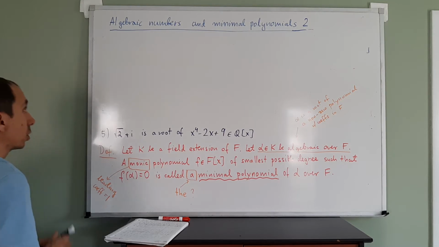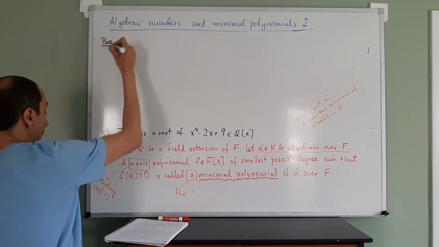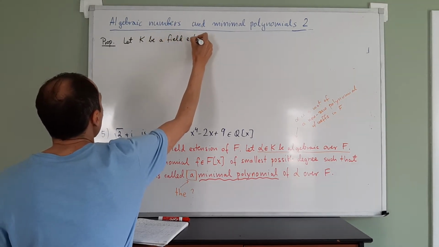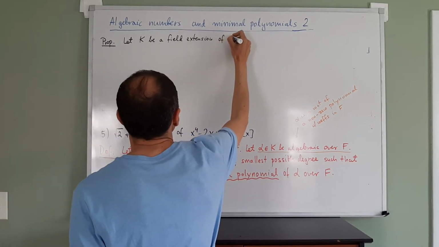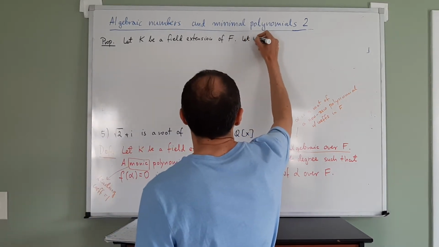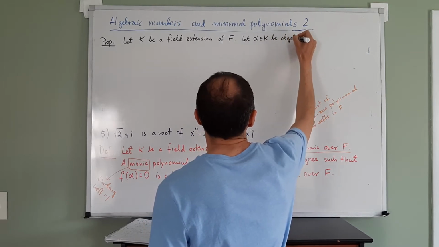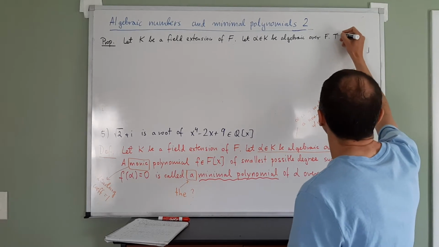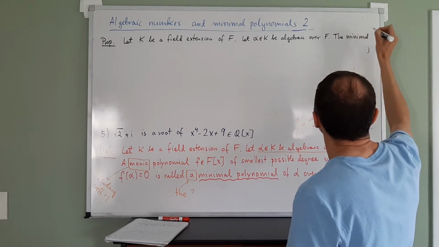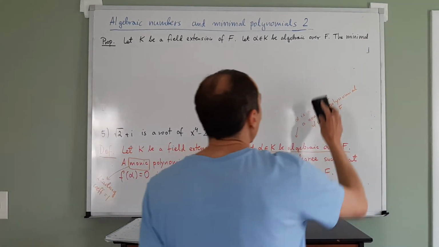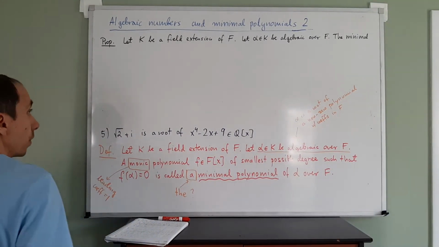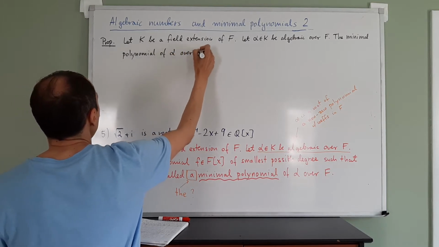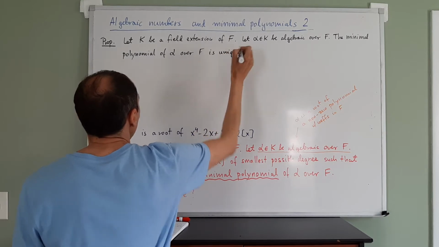So, proposition. Let K be a field extension of F, and let alpha in K be algebraic over F. The minimal polynomial of alpha over F is unique. So there's only one minimal polynomial.